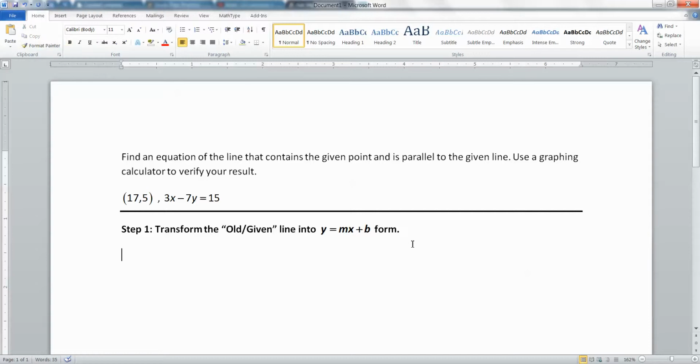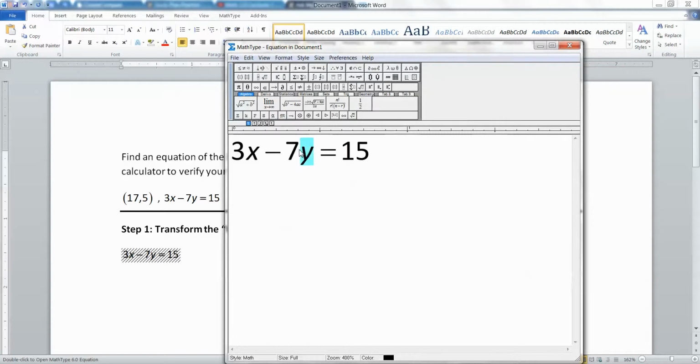Cool. All right, so I'm going to take the line they gave me, which is 3x minus 7y equals 15, and I want to get it into y equals mx plus b form. So I need y equals a bunch of stuff, right? So I need to get the y by itself. The first thing you're going to do is subtract 3x from both sides, because you don't want it over there on the left-hand side. It's mucking up the whole process.